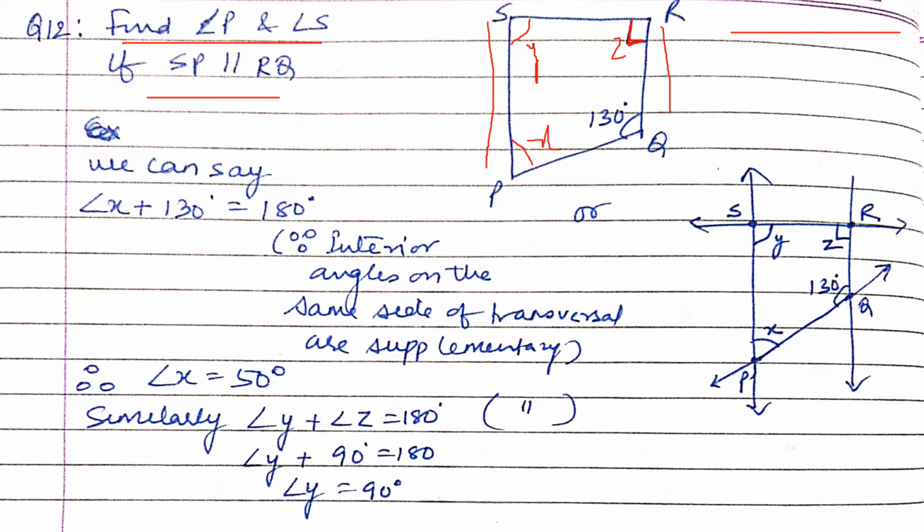two parallel lines and one transversal, then the sum of interior angles on the same side of the transversal is how much? 180. So this angle and this angle are the interior angles and they are on the same side of the transversal. They are both on the left side. So their sum is how much? 180. Similarly, if I extend all the lines, we can get a figure like this.